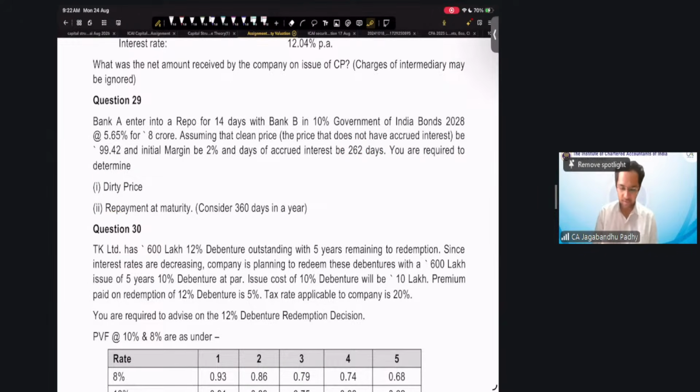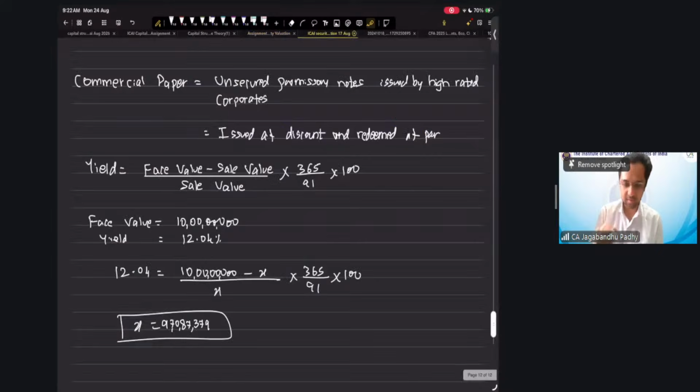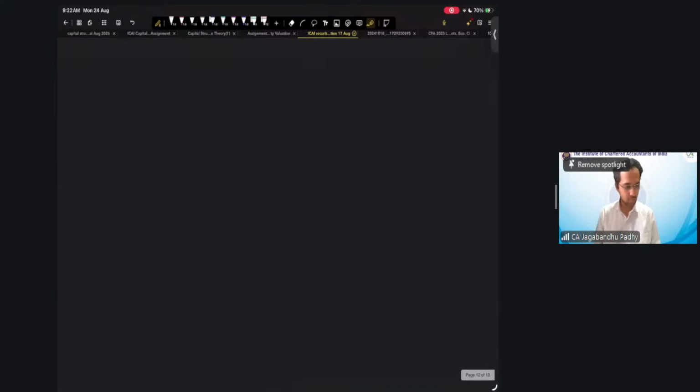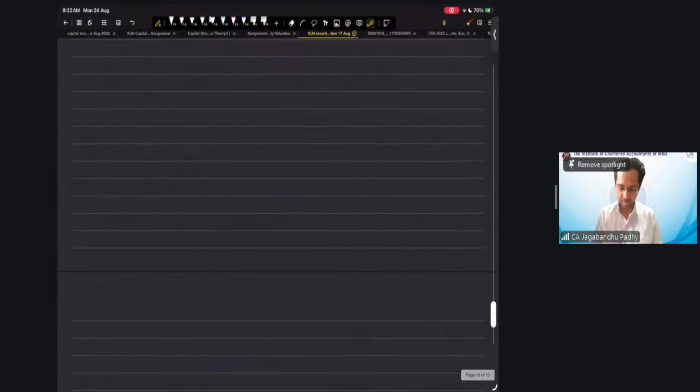Okay. So let's first understand what is this repurchase agreement first up. What is this repurchase agreement or repo agreement?